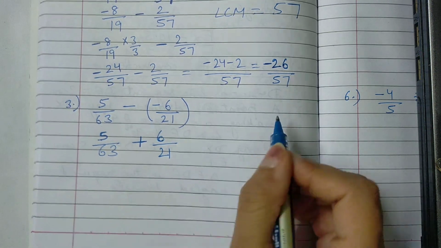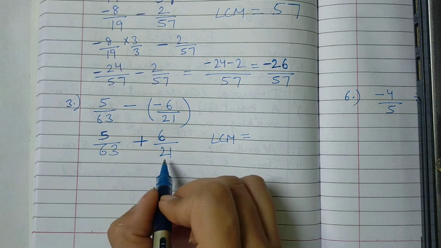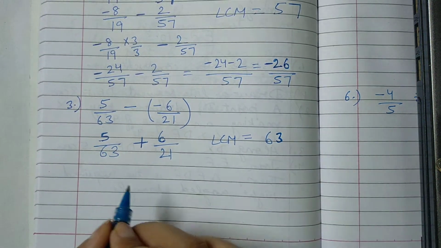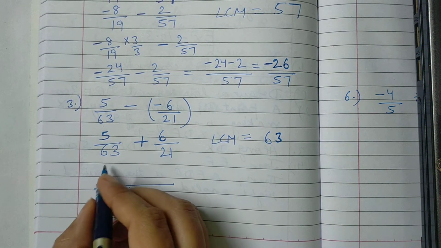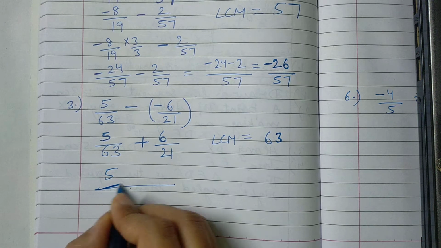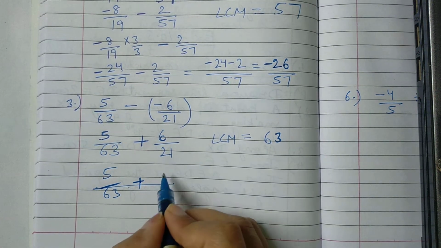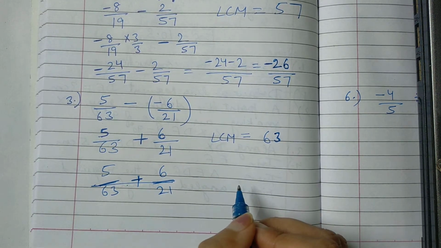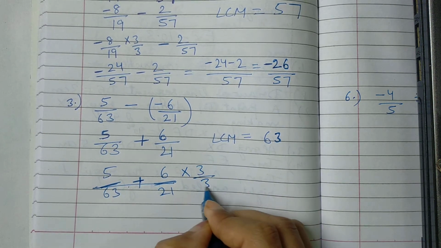Now again the denominator is not the same, so we will take the LCM. What is the LCM of 63 and 21? It will be 63. Now 63 is the LCM. It is 5 upon 63 plus 6 upon 21. What will we multiply 21 by? Then we will get 63. By 3 again. So multiply and divide by 3.